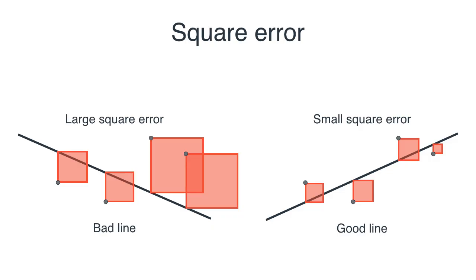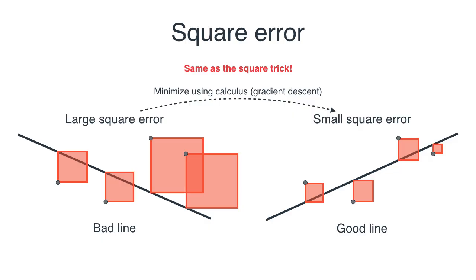And the idea is that we're going to go from the large square error to the small square error using mathematics. And in math, you can minimize functions using derivatives, using calculus, gradient descent, or even just solving a linear system of equations. So this is the traditional method. The most popular is gradient descent because it's the fastest. And so the question is, how does this algorithm compare to our algorithm, our square trick? And you'll be surprised to see that it's actually the same thing.